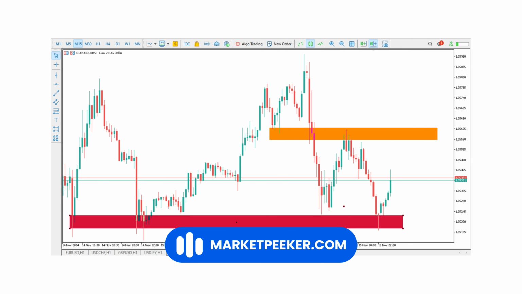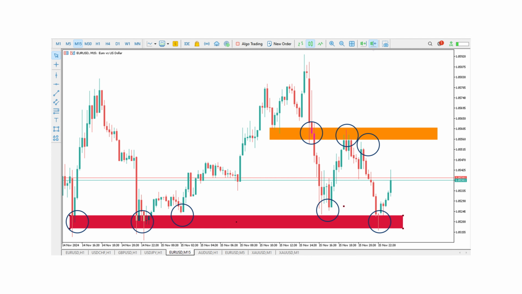Next, identify key support and resistance levels. Look for areas where the price has repeatedly bounced or stalled. These zones often signal potential entry or exit points.